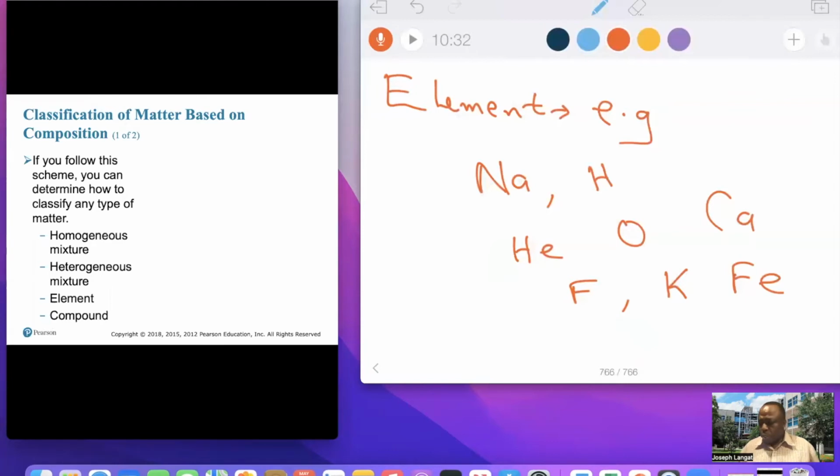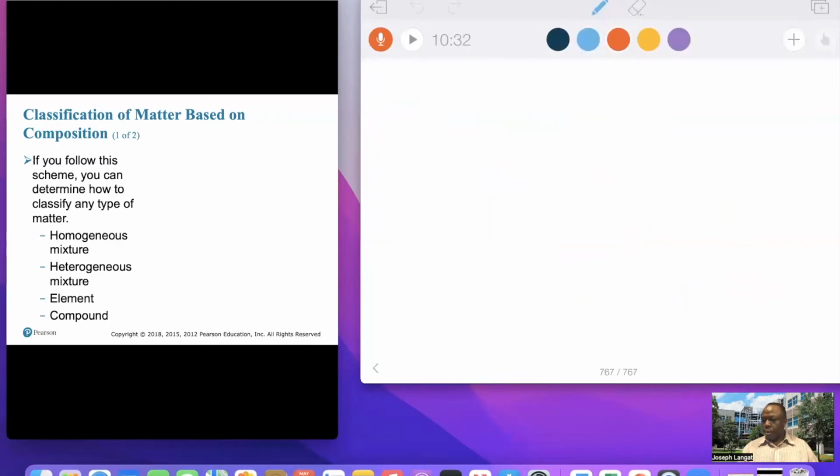Now, when two or more elements combine in a specific ratio, they form compounds. Remember what I said here, elements are the building blocks of compounds. Pure compounds, we have H2O, for example, which consists of 2 hydrogens and 1 oxygen. It's a compound.